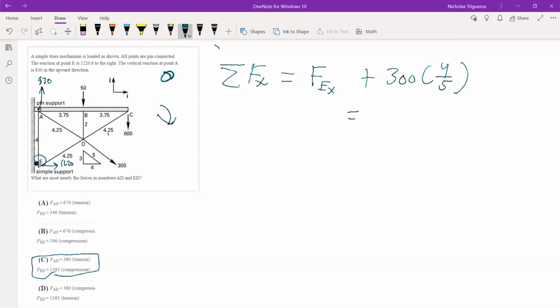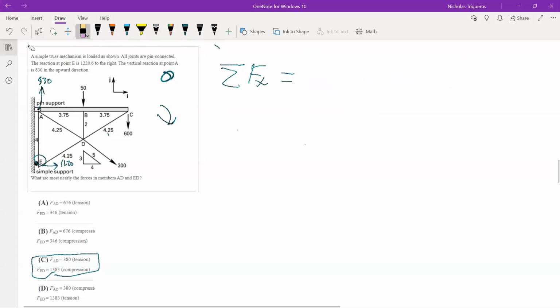I can just do that. I think it should be 1460. Oh no, wait. I made a mistake. This is a reaction force. We're looking for the force in this bar, right? Whatever direction it may be.